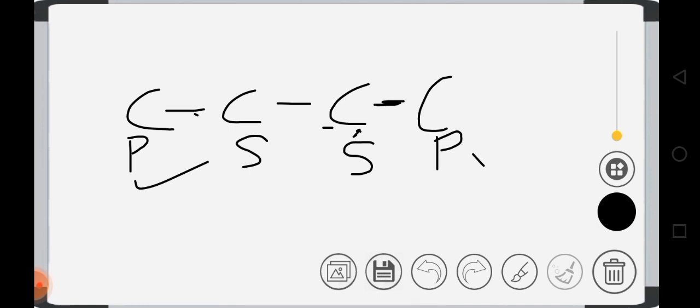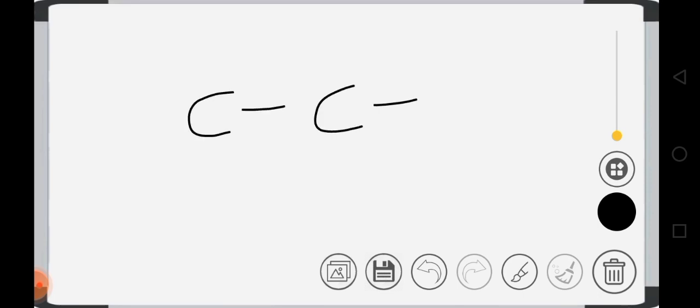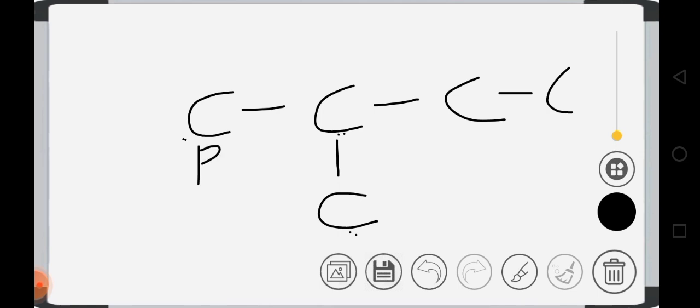Now, which one is tertiary carbon? Let's consider something like this. Let's say we have C, C, C, C, C. So this first carbon is attached to just one carbon. That is primary. This carbon is attached to just one, that is primary. This other carbon is attached to just one, it's primary. This carbon is attached to two carbons. That is secondary. But this other carbon is attached to 1, 2, 3 carbons.